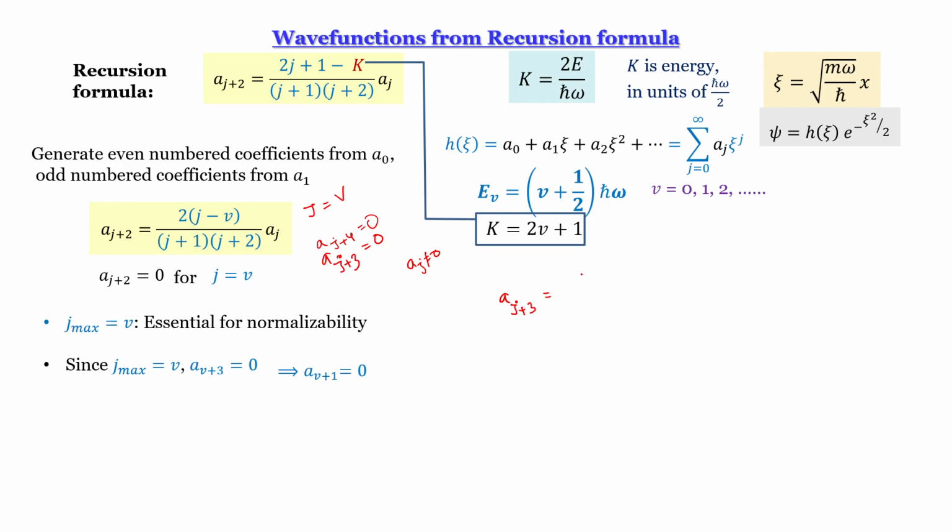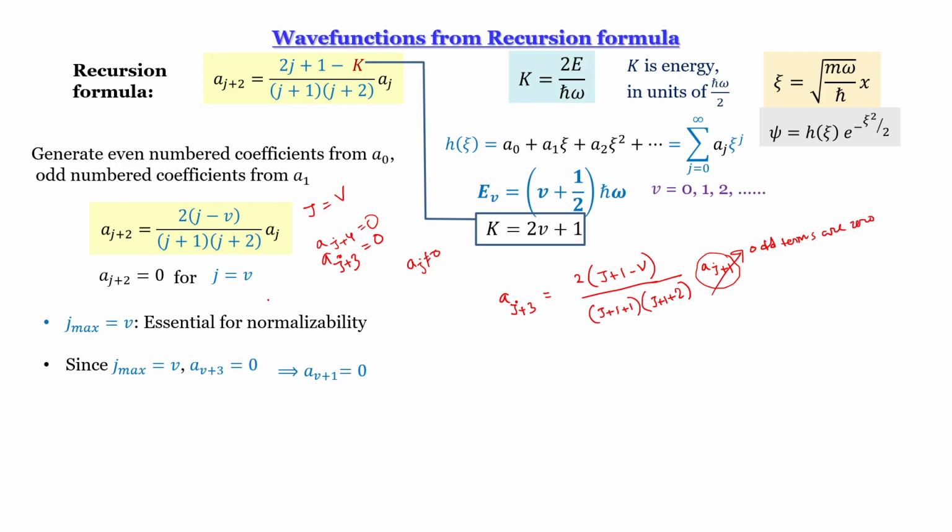If this should have been the case, then this should have been j plus 1 minus v by j plus 1 plus 1, j plus 1 plus 2, aj plus 1. So if this is 0, then aj plus 1 is also 0. Like that, all the odd terms are 0 now. Yes, odd terms are 0.